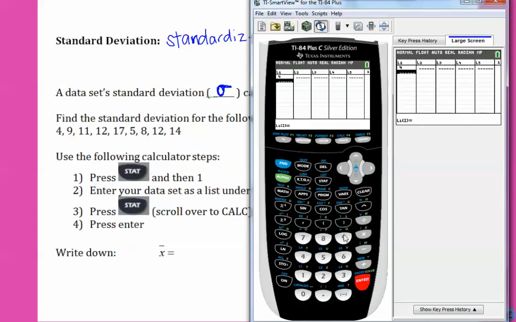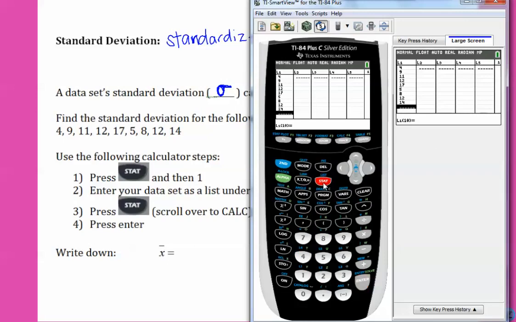So 4, 9, 11, 12, 17, 5, 8, 12, and 14. And you don't have to worry about what order the data is in.